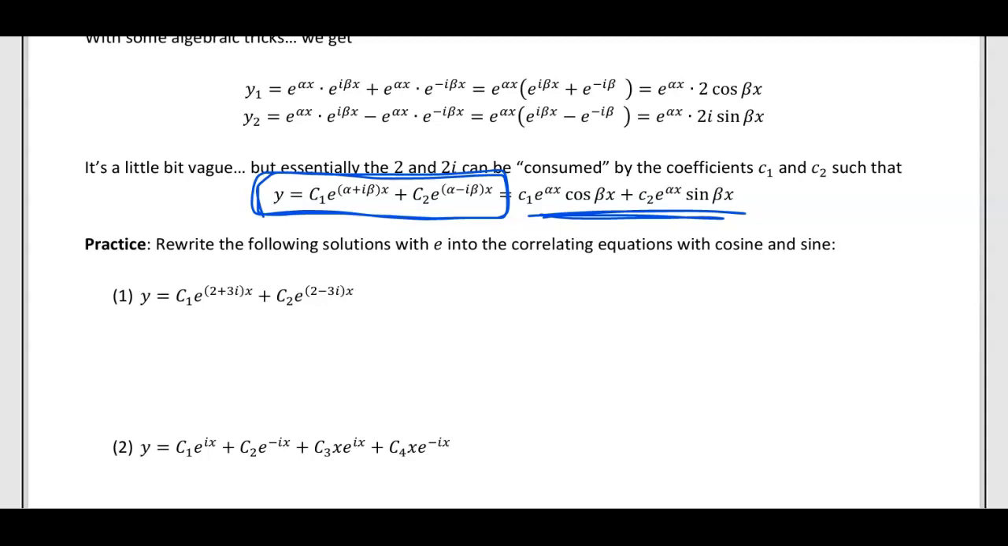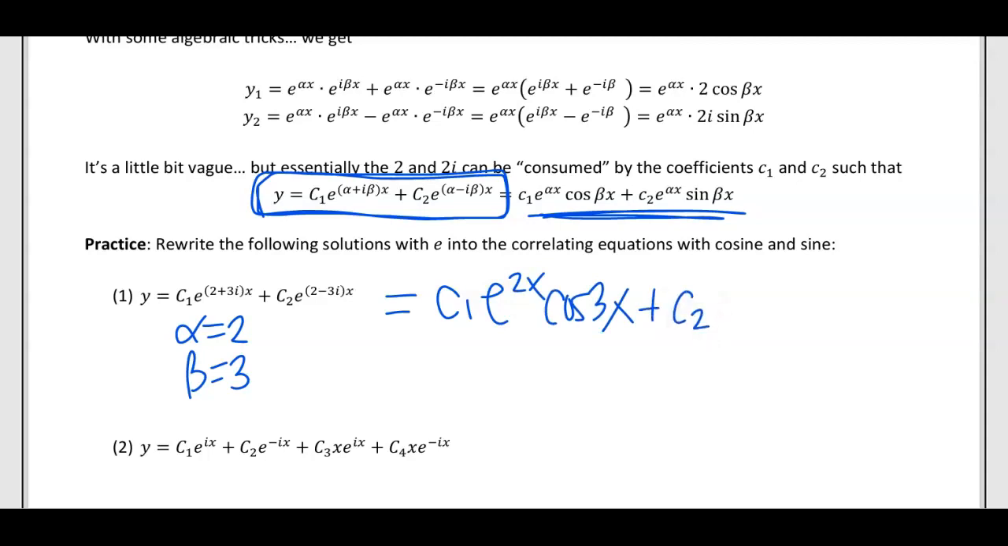So looking at these practice questions, if you map this out, this is saying that alpha equals 2 and beta equals 3. So if I wanted to rewrite this in terms of sines and cosines with the e function so that I no longer have imaginary things in my exponents, because that's really weird and crazy, then I can write this as C1 e to the 2x cosine of 3x plus C2 e to the 2x sine of 3x.